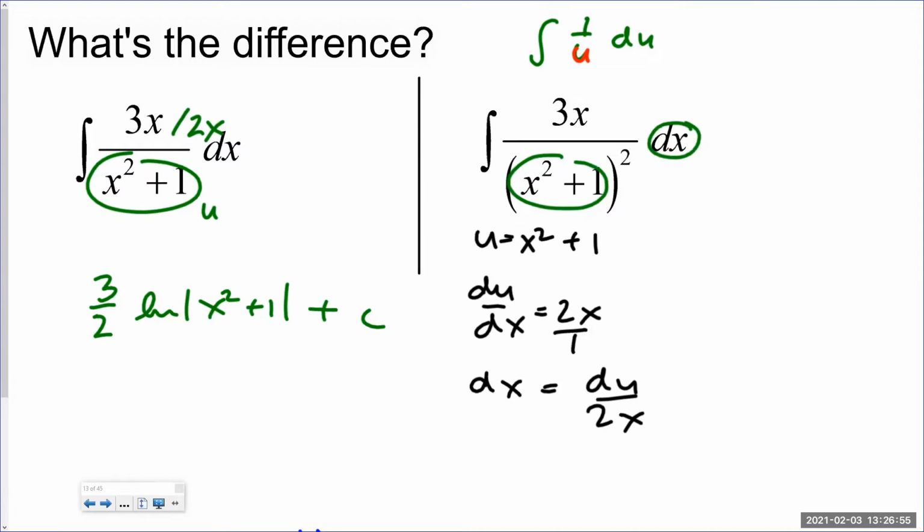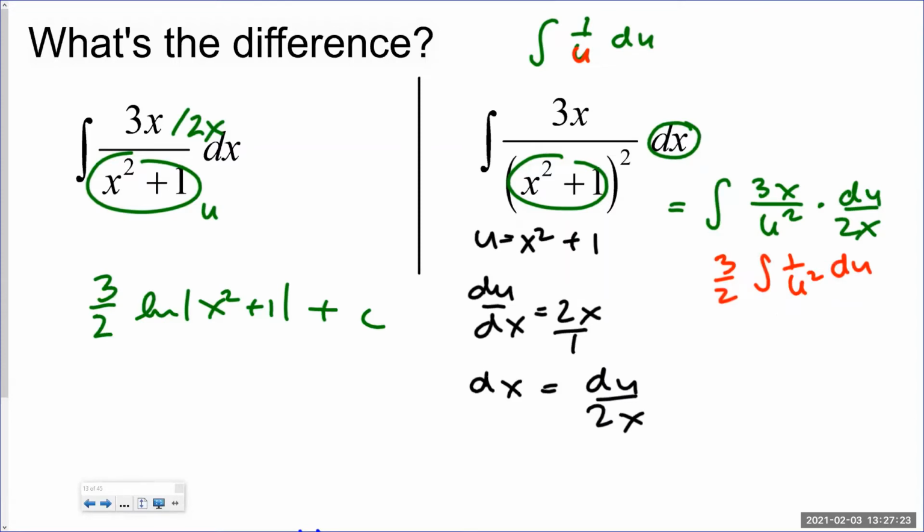So this becomes the integral of 3x over u squared times du over 2x. You good with that? Okay. Then you're going to have to ask yourself, do my x's cancel out? Do they? What scalar do I have that I could pull out? 3/2 integral of 1 over u squared du.